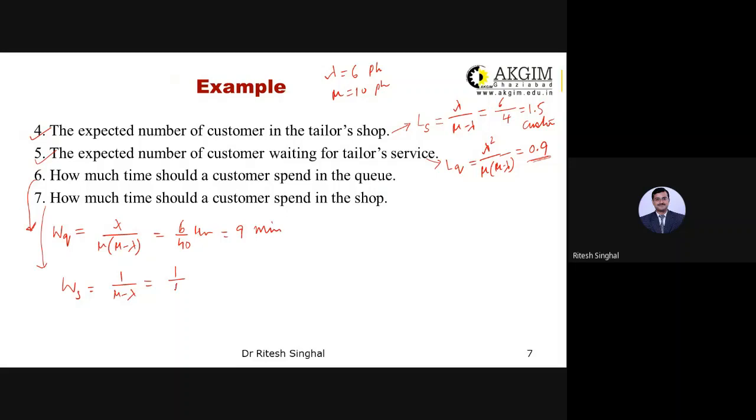And similarly, 1 upon mu minus lambda, that is 1 upon 4 hour, and it is 15 minutes. So by this way, you can write the answers. You can convert these values from hours into minutes, and so on and so forth. Let's have a few more cases here.